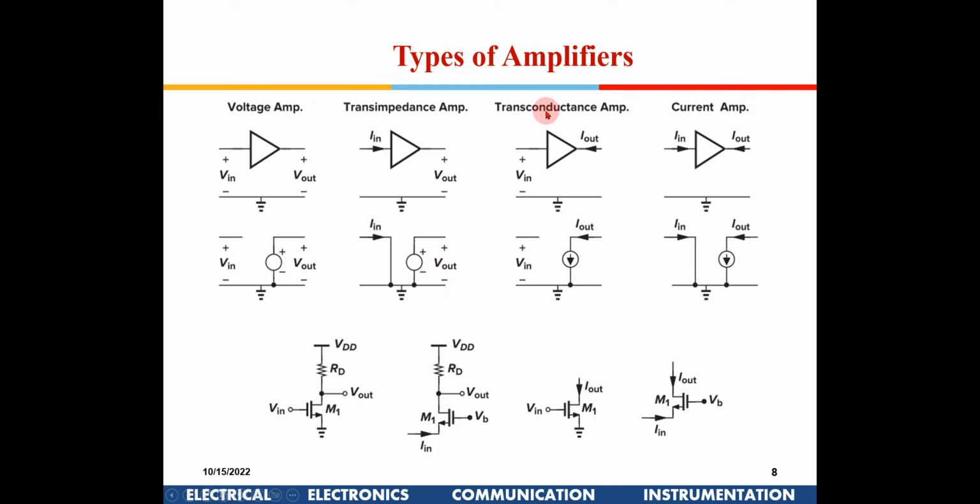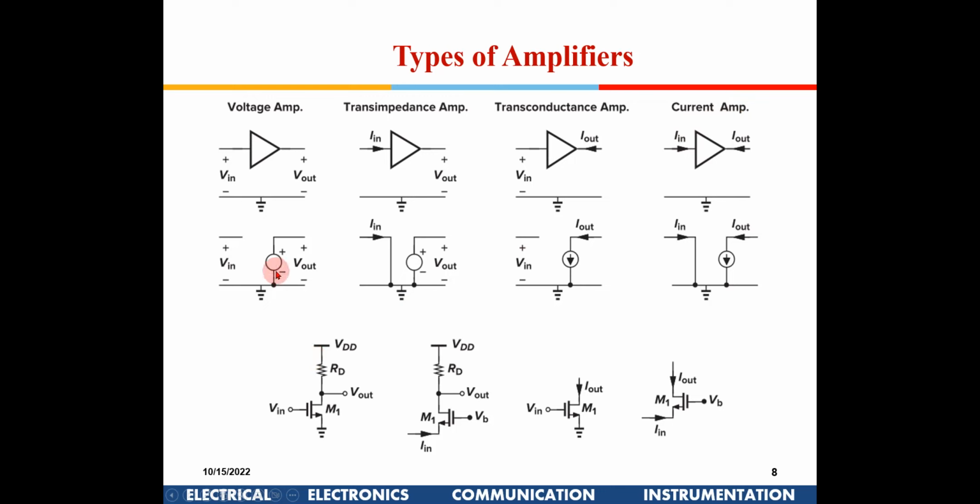Similarly, I can have a transconductance amplifier where input is voltage and output is current. Here it will be GM. And similarly, I can have a current input and current output, so this will be known as a current amplifier.